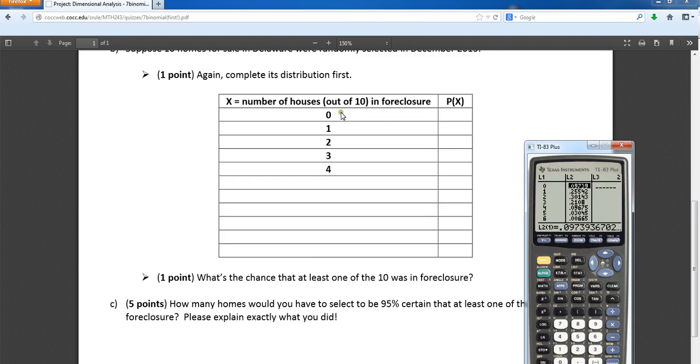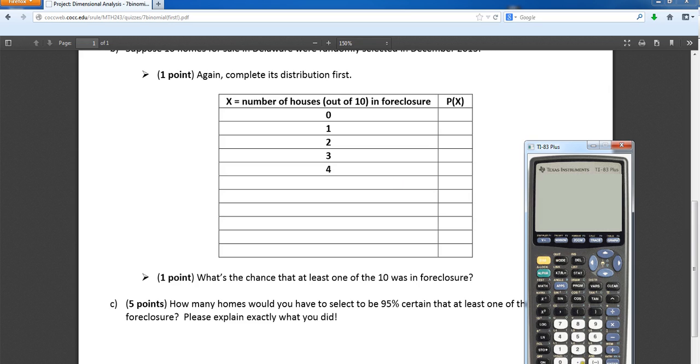We know if you have 10 houses, that means there's a 9.7% chance that none are in foreclosure. I think I just said that previous sentence wrong. There's about a 10% chance that none are in foreclosure. So there's a 90% chance that at least one is. So clearly, we want this number to be smaller. Well, the only way to make this number smaller is to sample more houses.